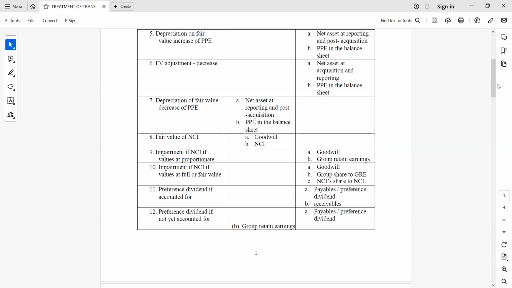But where it is on proportional basis, NCI will not have a share of the goodwill. So please take note of this. If it is on fair value basis, NCI will have a share of the goodwill. So in calculating our goodwill, it's going to be our cost of investment. Then we add the value of NCI, and then we take off our net assets to get our goodwill at acquisition. And if there's any impairment, we take it off to get the goodwill at reporting. So please take note.